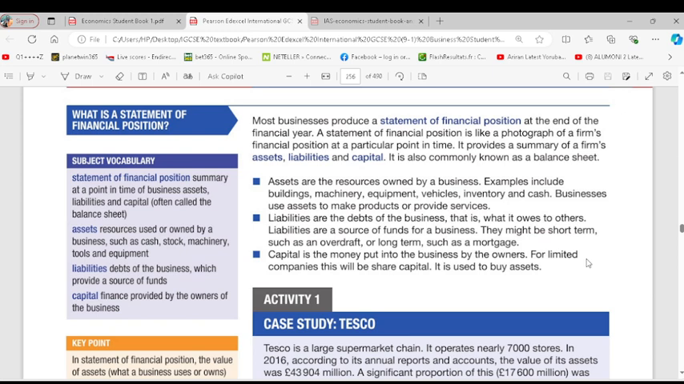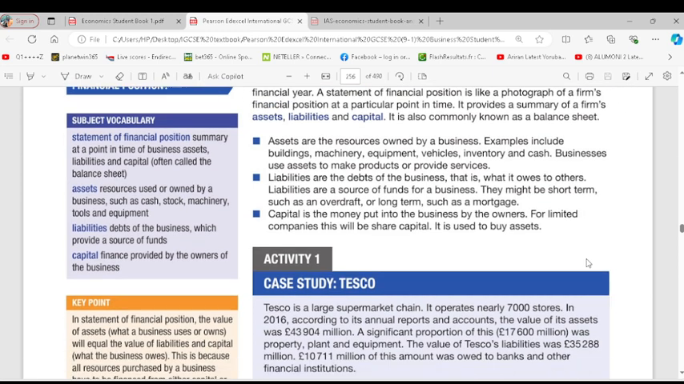Okay. We start with assets. Assets are the resources owned by a business. Examples include buildings, machinery, equipment, vehicles, inventory, and cash. Businesses use assets to make products or provide services. That's obvious. So we call it assets because these are resources that belong to the business. These are resources that the business uses in providing or producing goods and services.